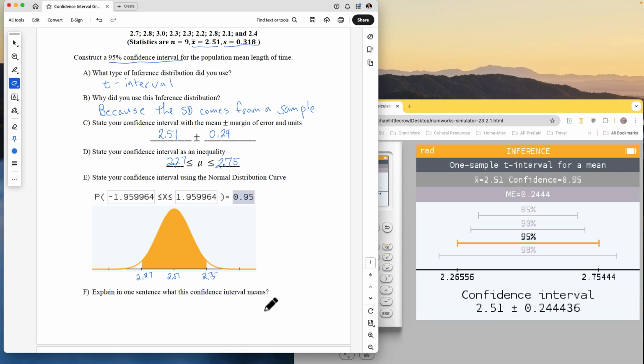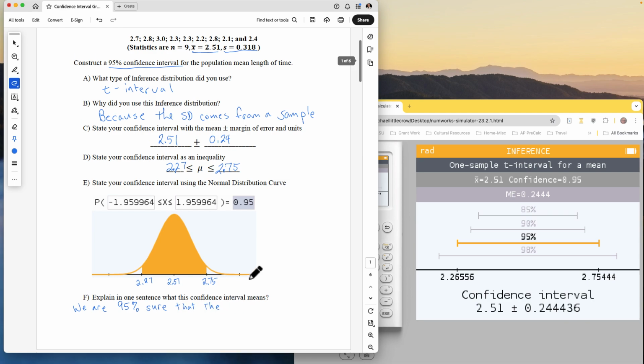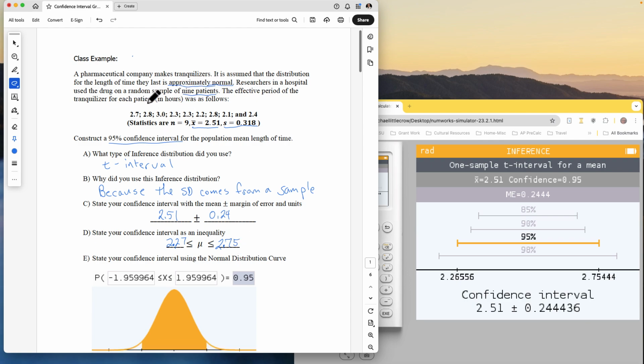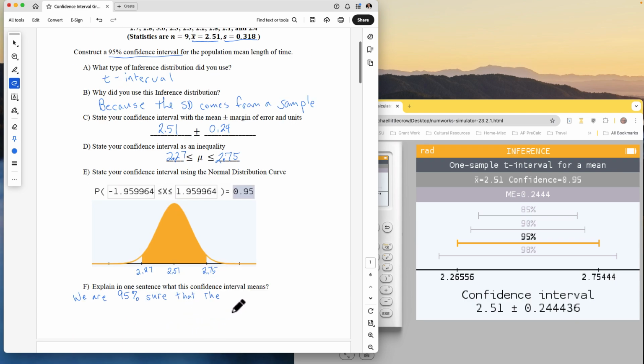Explain in one sentence what this confidence interval means. I always like to use we because we're usually researchers as a group. We are 95% sure, certain, confident. Any of those words would do. 95% sure that the tranquilizer, because that's where we come back to the story. What were we talking about? Oh, we're making tranquilizers, and they're researching the effective period.